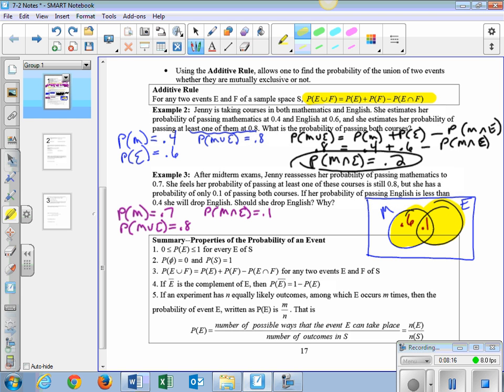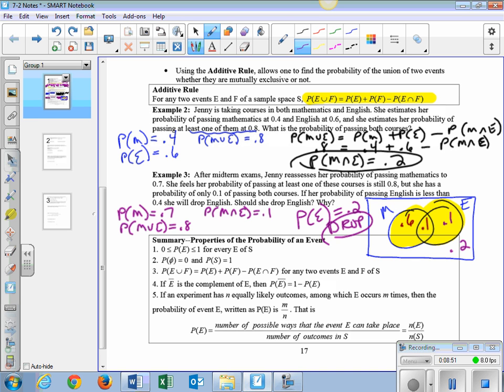So I'm going to take 0.8 minus, so far I've got 0.7. So that's a 0.1. Everything has to add up to be 1. So I got 6, 7, 8. So on the outside I get 0.2. What was I trying to find here? Her probability of English. Probability of English, add up all the circle for English and I get 0.2. So if I look at that, it says she's going to drop the class if the probability of passing English is less than 0.4. So we're going to tell her she better drop the class.